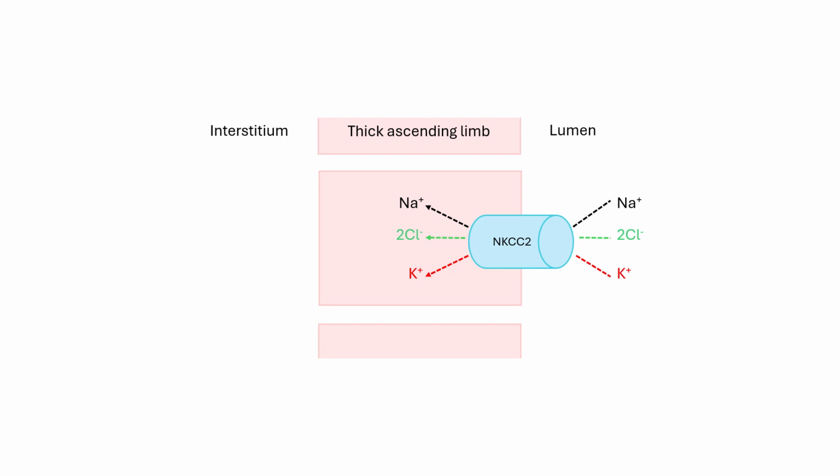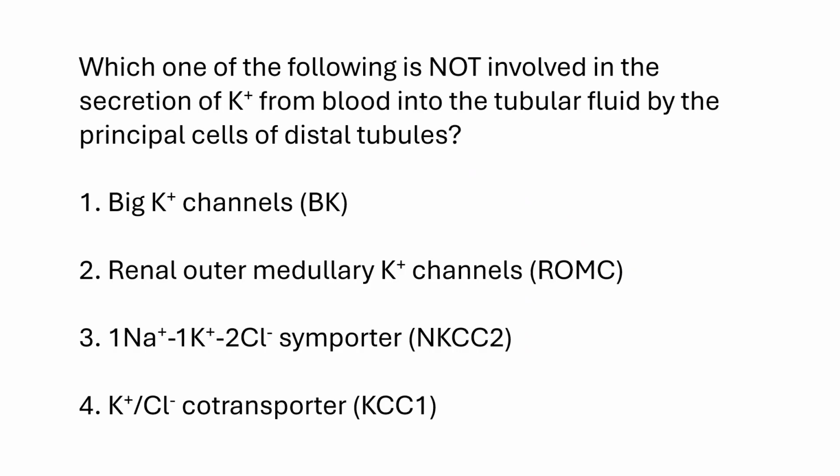Instead, it is highly expressed in the apical membrane of the thick ascending limb of the loop of Henle, where its primary physiological role is the reabsorption of sodium, potassium and chloride from the tubular fluid back into the cell rather than potassium secretion. So, the correct option is 1 sodium, 1 potassium, 2 chloride symporter or NKCC2.